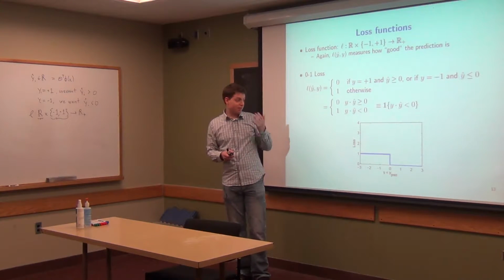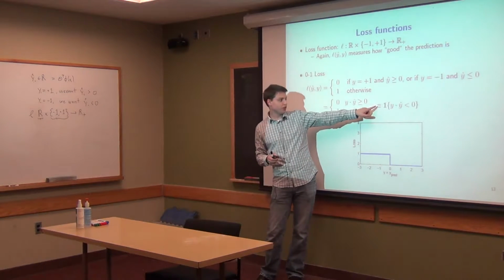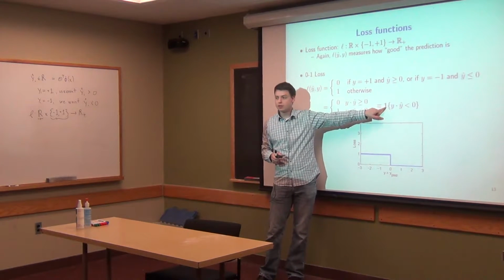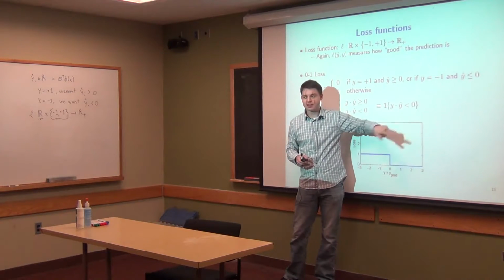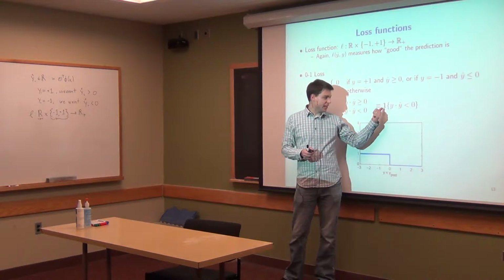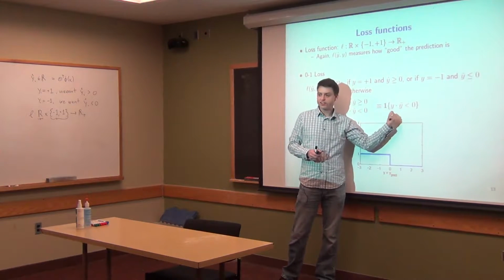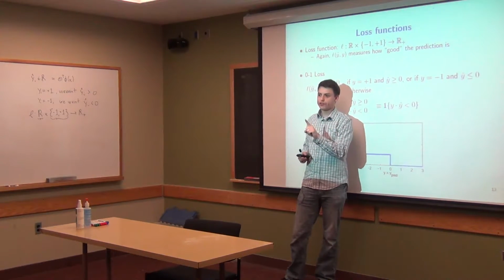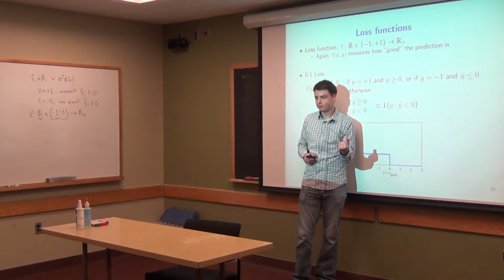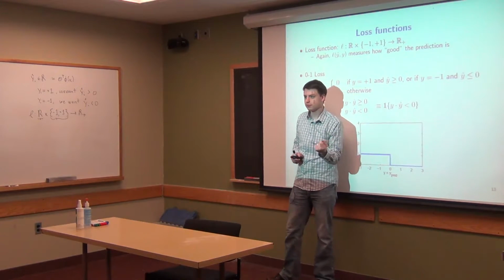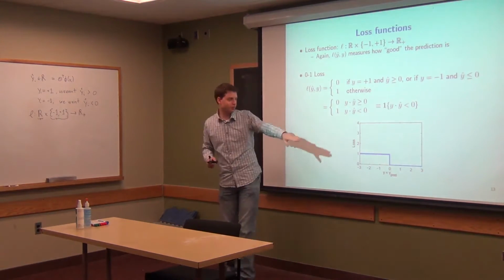And to simplify this again, we're just going to call this the indicator function of this product being negative. The indicator here is just a function that takes this condition inside, and outputs 1 if it's true and 0 if it's false. Everyone's seen the notation before of indicator functions?